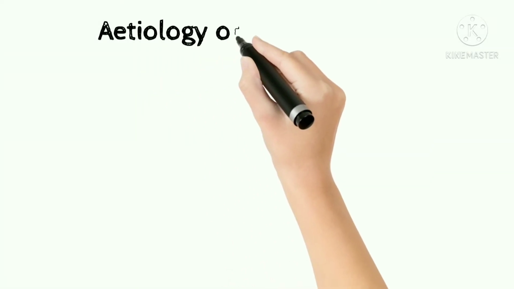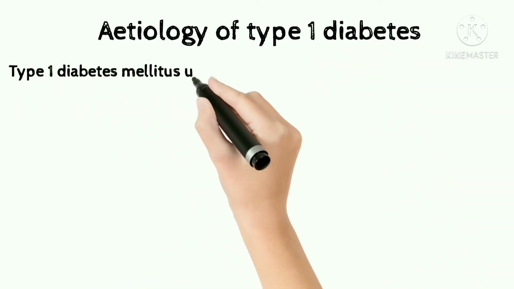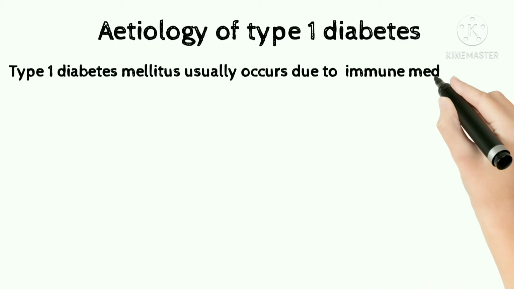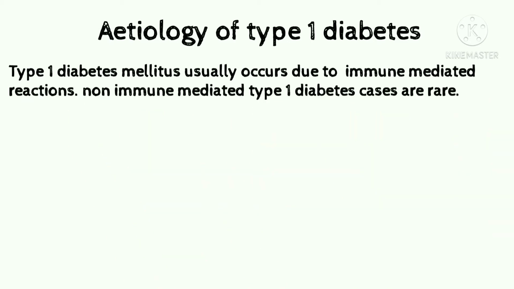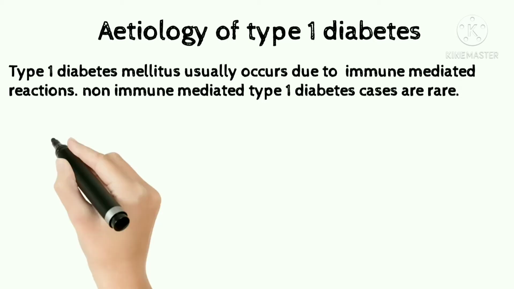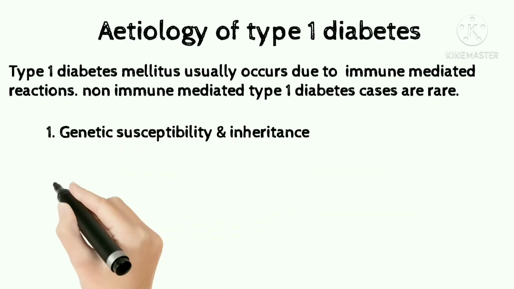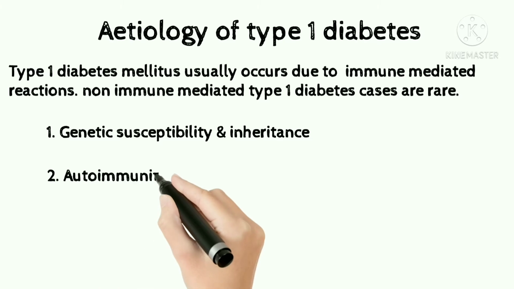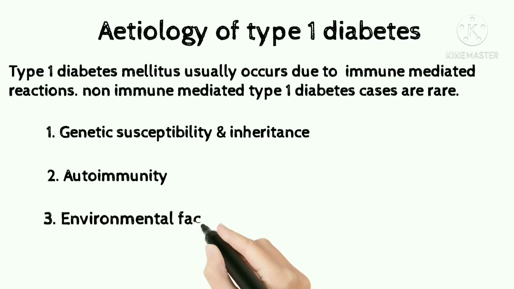Etiology of type 1 diabetes mellitus. Type 1 diabetes mellitus usually occurs due to immune-mediated reactions. Non-immune-mediated type 1 diabetes cases are rare. There are three main etiological factors that predispose to type 1 diabetes. First is genetic susceptibility and inheritance. Second is autoimmunity. Third is environmental factors.